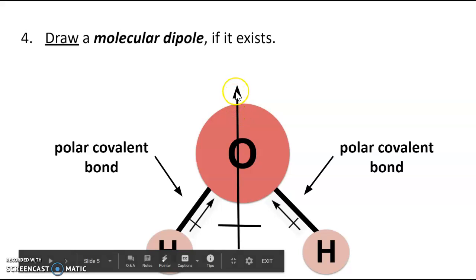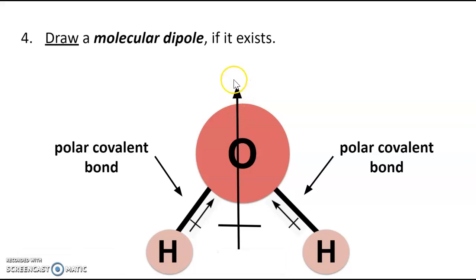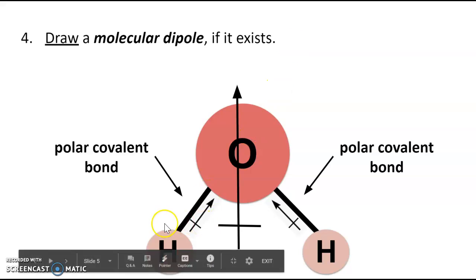So then, now that we have this molecular dipole, we can start to think about which side is kind of the negative end of the magnet and which side is the positive end. So the hydrogens are kind of the positive end of the magnet, and the oxygens are kind of the negative end of the magnet.